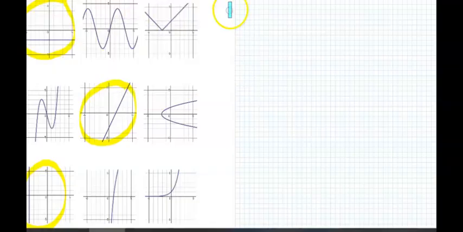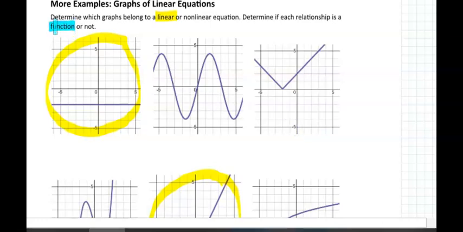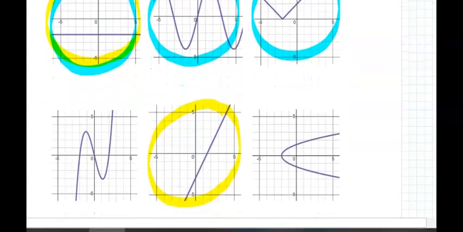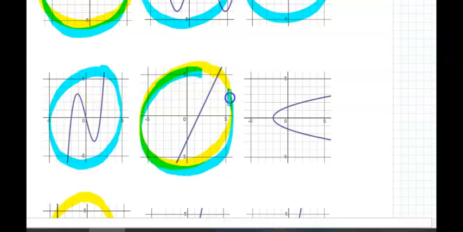If I wanted to figure out which ones are functions or not, that's where I'm looking at whether or not they pass the vertical line test. So that would be this one, this one, this one. All the top row are all functions. This is a function. This is a function. This is not a function because it wouldn't pass the vertical line test. If you put a vertical line here, it goes through more than one point.